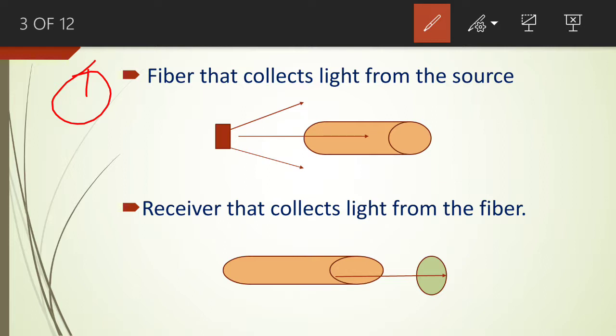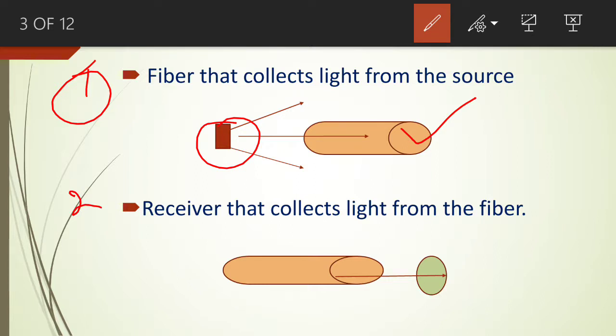So this is a light collecting system in the fiber communication system. The fiber collects, you see, the light rays from the source. This is the fiber, and here is the light source. So the light source radiates the energy in the form of a cone, and all the rays of the cone should be collected by the optical fiber.